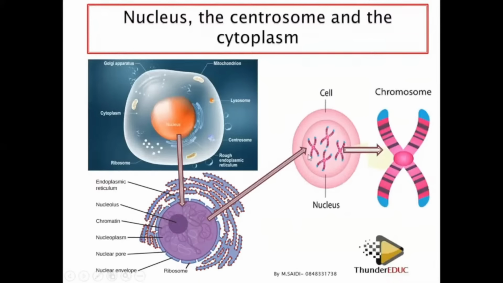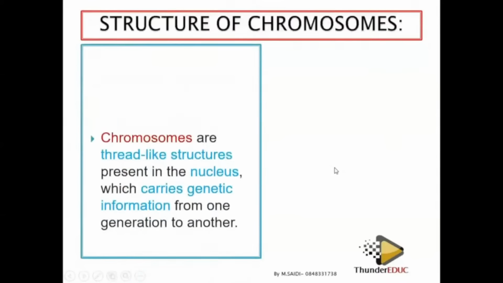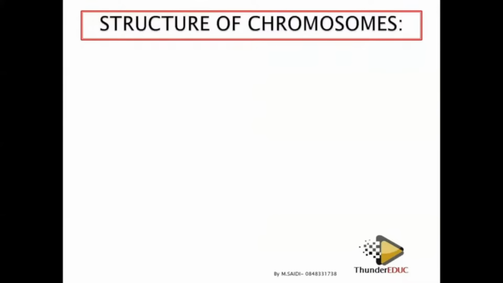So we have seen where the chromosome comes from. It cannot exist without DNA, with its specific genes. You see, it has specific genes. So let's look at the structure of a chromosome. Why do we need to look at it?